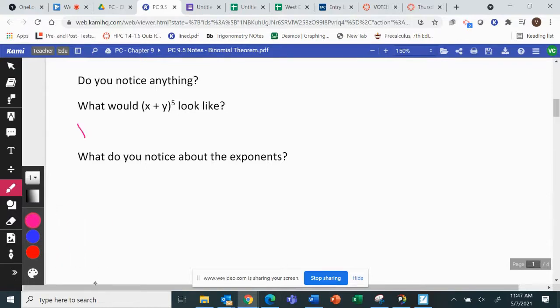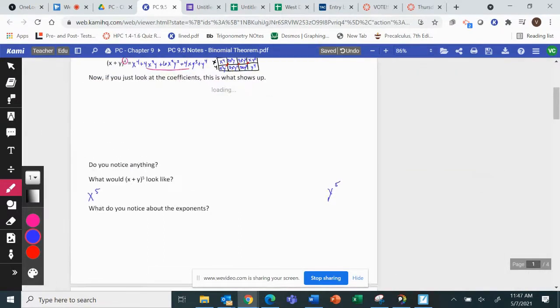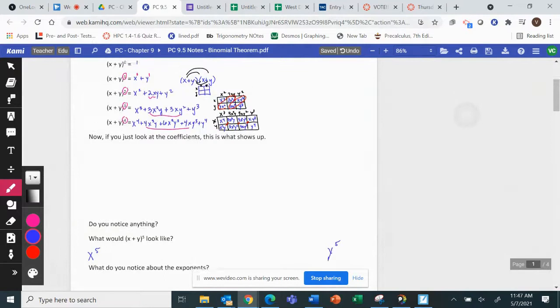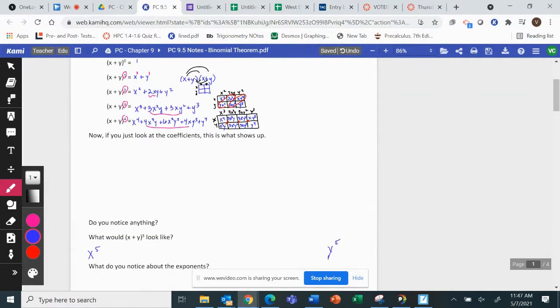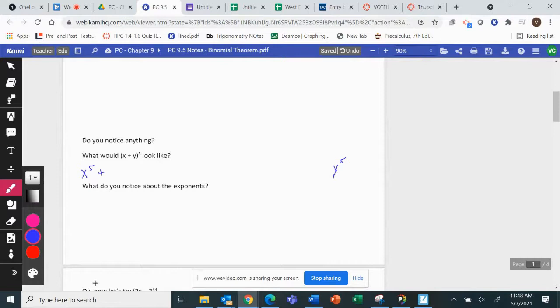It's going to start with x to the 5th, and it's going to end with y to the 5th. Excellent. What's something else that we can tell? Lena? There's going to be 4 middle terms. Okay. So we'll have plus 1, plus 2, plus 3, plus 4 middle terms. Okay.